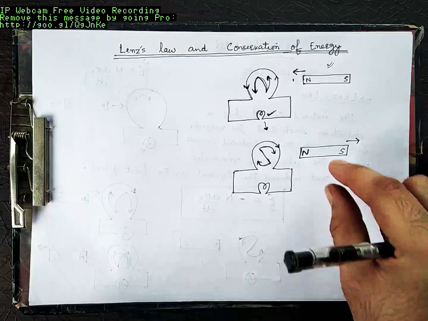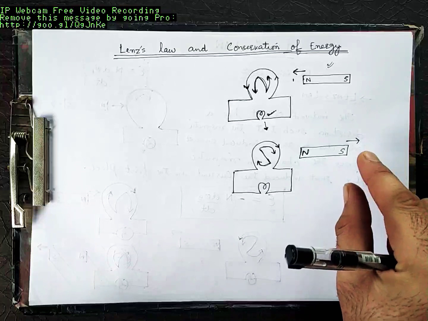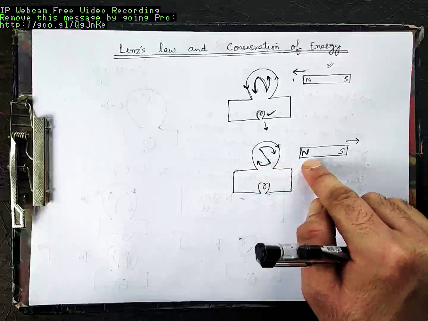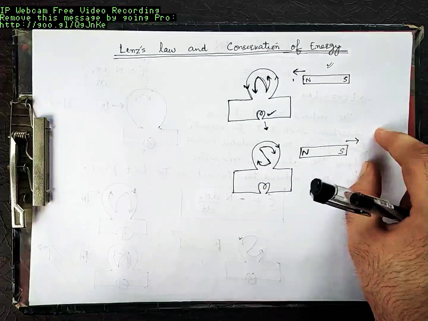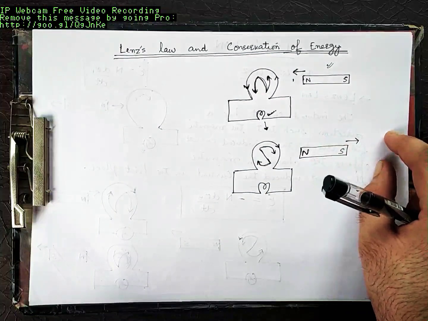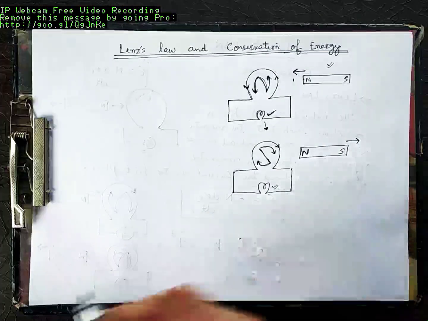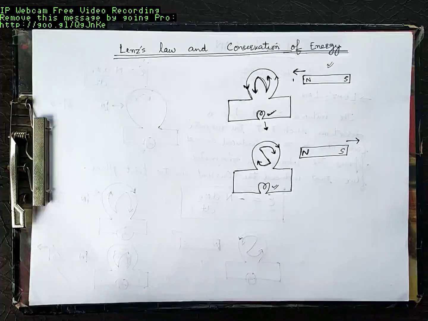But if you again want to move this away, will you have to put in some energy or not? Obviously you will have to. Why? Because this South Pole is attracting this North Pole. In order to move this further away, you have to put in some energy. That mechanical energy is converted to electrical energy over here. That's why this bulb is glowing. Now again look here.